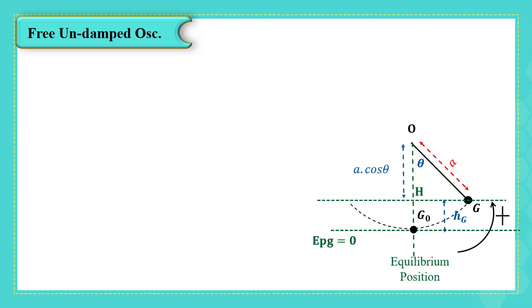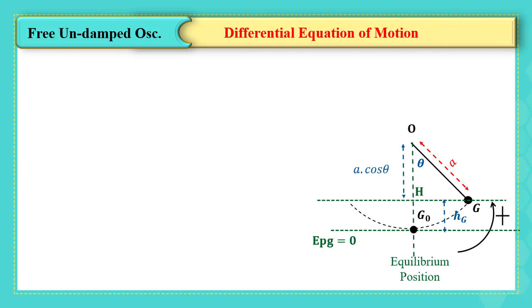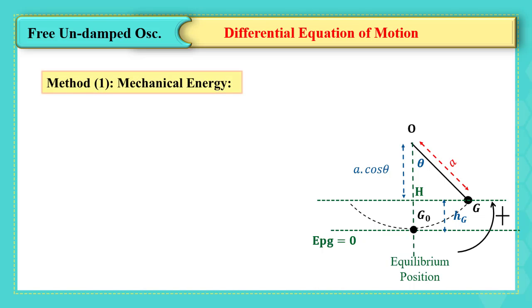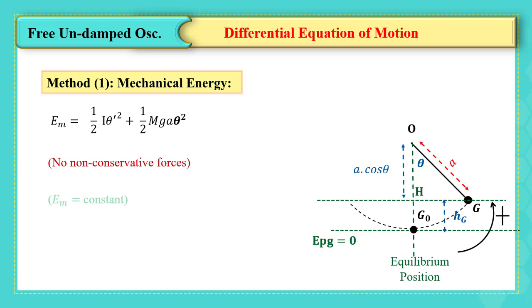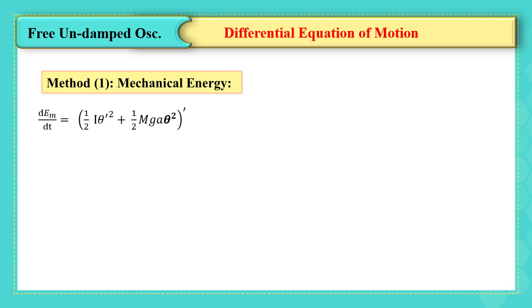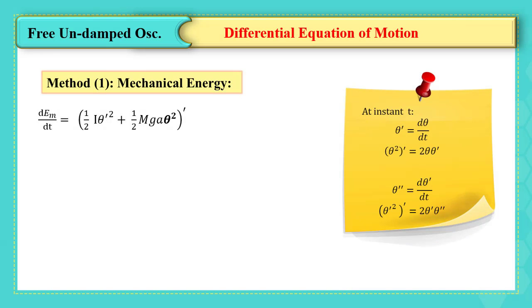In order to find the differential equation of motion, we're going to start with the first method, mechanical energy. At a given instant t, the mechanical energy is constant since there are no non-conservative forces. This means that its derivative is 0. So what is the derivative of the mechanical energy? Remembering that theta prime is d theta by dt, and the derivative of theta squared is 2 theta theta prime, while theta double prime is d theta prime by dt, and the derivative of the square of theta prime is 2 theta prime theta double prime.